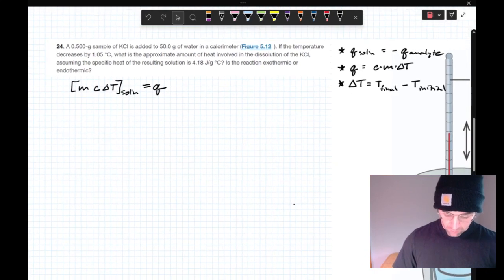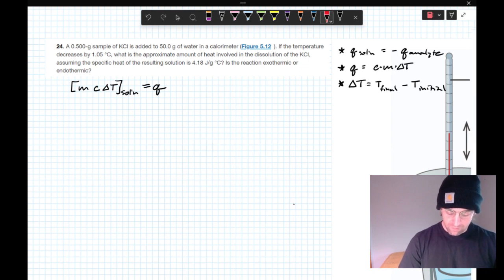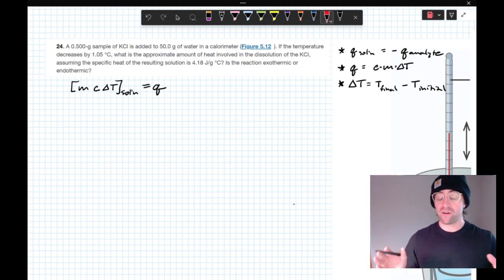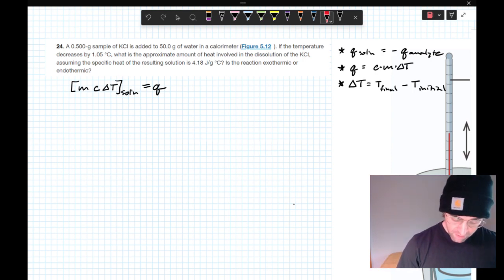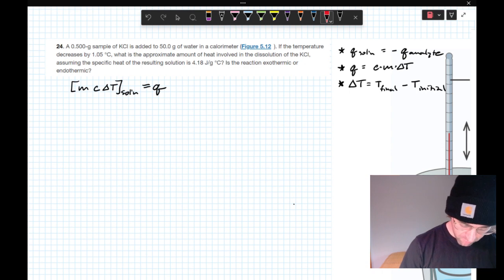So again, we're dealing with this same equation to start, where the heat of the solution equals mass times specific heat times the change in temperature, right? That's a good starting point. We have all of the information here we need to calculate the heat of the solution, and in calorimetry, we're measuring the heat of the reaction indirectly. So let's start here. Because we're measuring not just the quantity of water, we're measuring the quantity of water plus the analyte, which is that potassium chloride. We have not 50 grams, but 50 plus 0.5 grams.